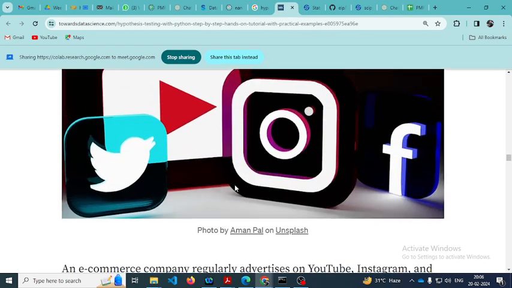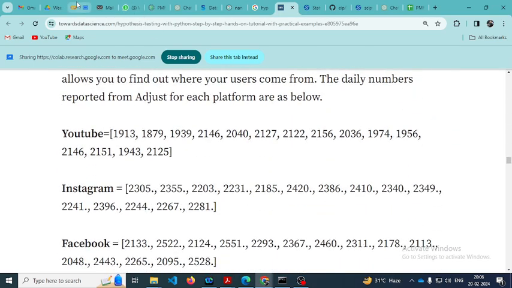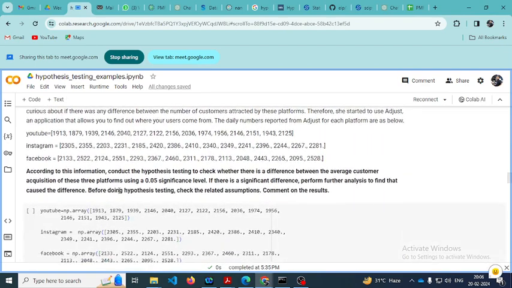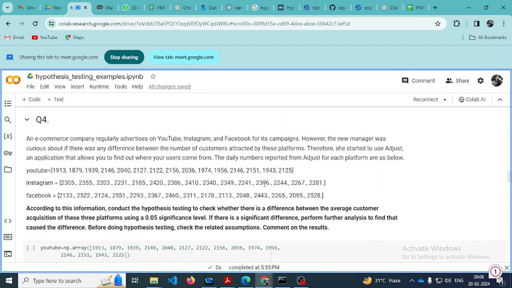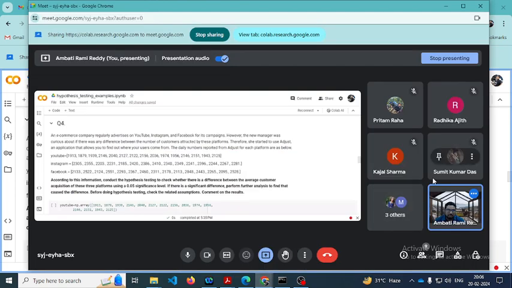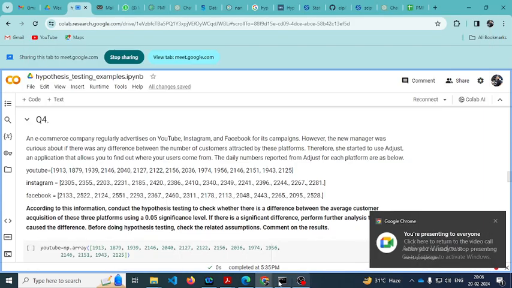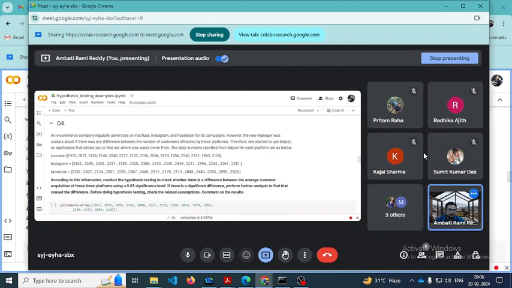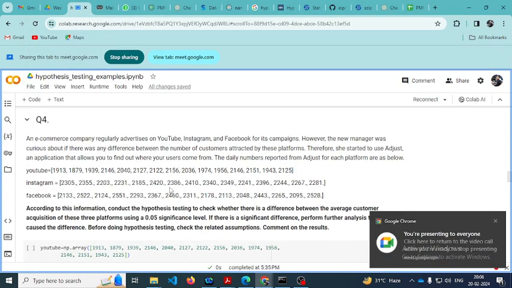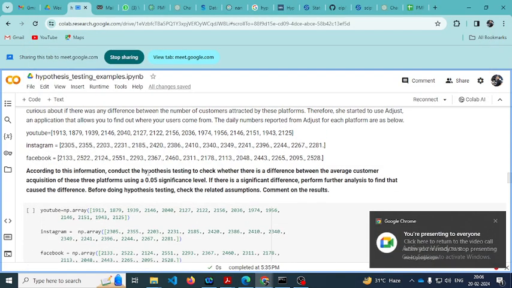So like this, you are going to have different examples. Here is another problem. Any questions? So the next problem, you just study this problem.